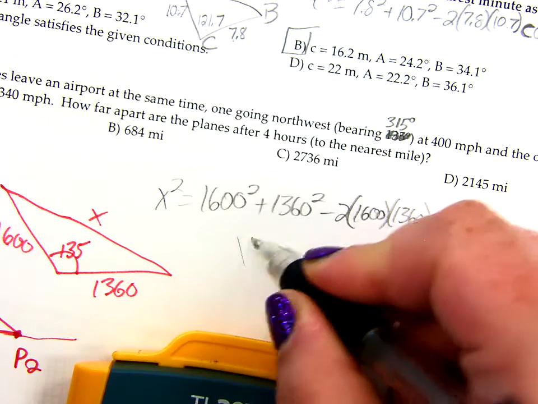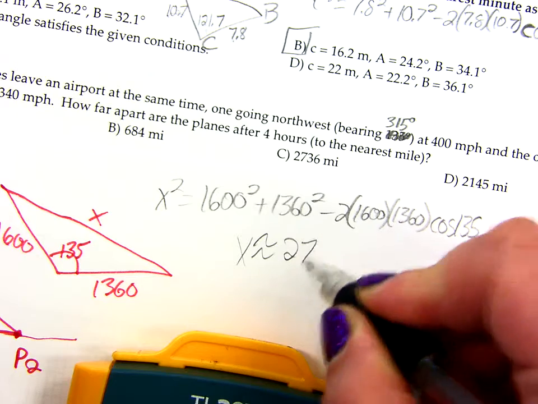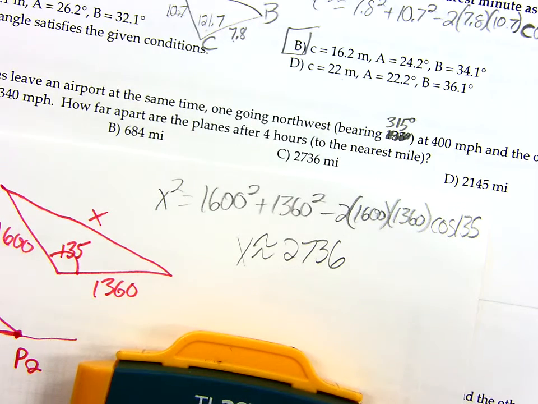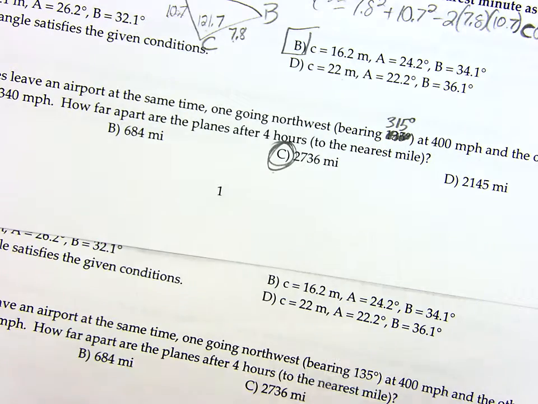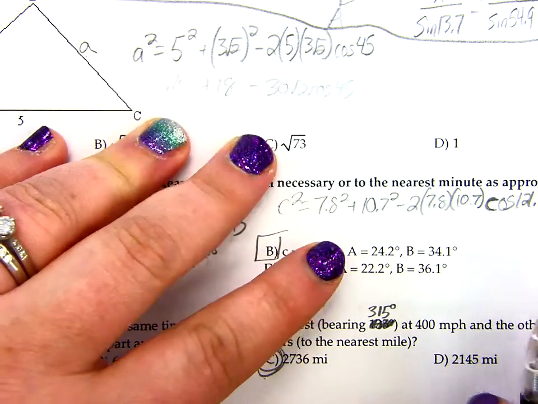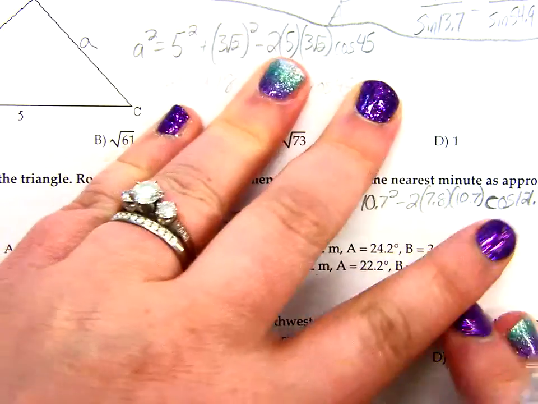I get 2736. What do you know? Choice C. Did you get what I got? Yeah, I call it the square root. All right. Moving right along. Next.